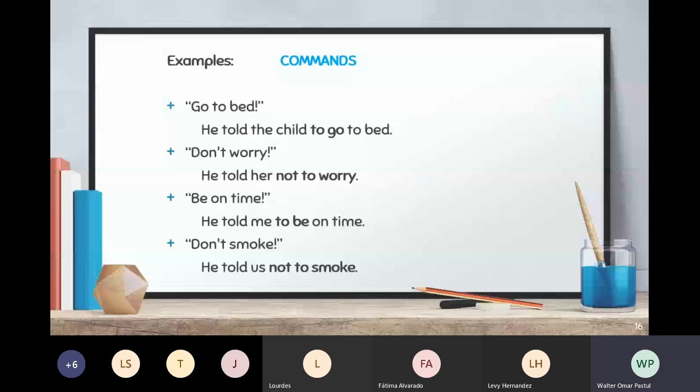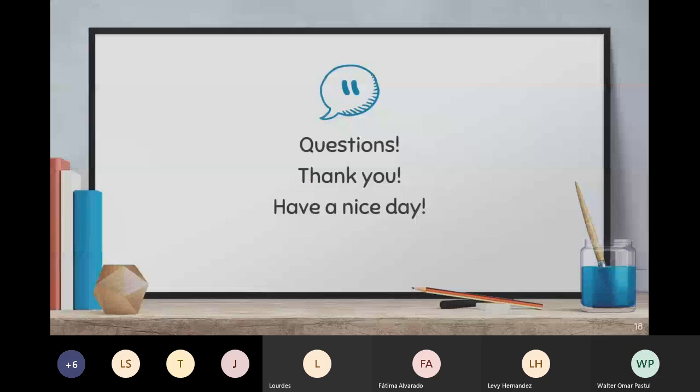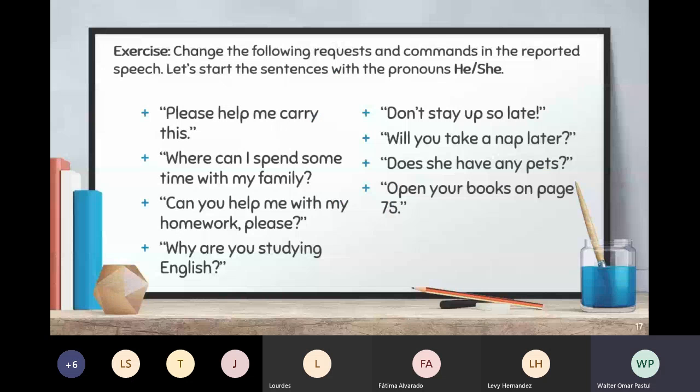Let's practice. Change the following requests and commands in the reported speech. Let's start the sentences with the pronouns he or she. Take your notebook or something. I'm going to be here. I'll give you like 5-10 minutes to complete them, to change them, and then you will tell me.